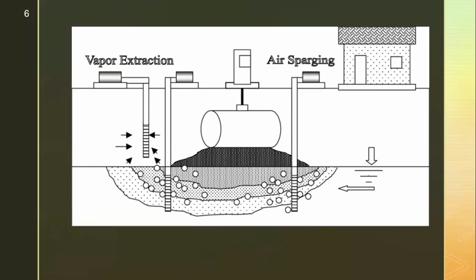This is a visualization of what occurs where air is injected through wells, and as the contaminants volatilize, vapor extraction is used to remove them. This example uses some kind of canister in the ground, which probably holds a fuel and shows contamination.